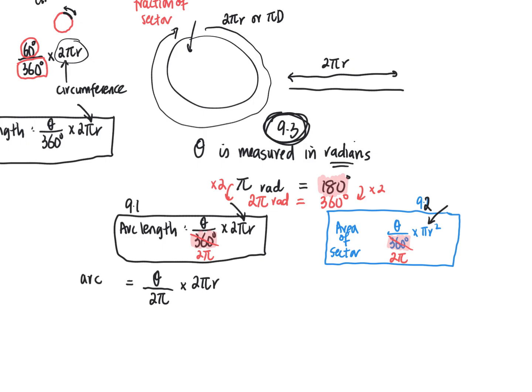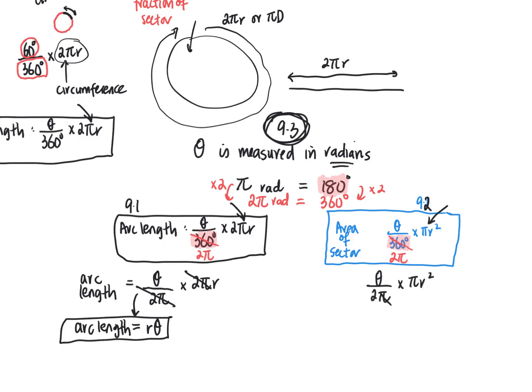Now arc length formula can be simplified. We change to 2 pi. Sometimes the question give the angle in radians. When they give you in radians, you have to use this formula. So when you check, actually, to find arc length, the formula has simplified to r times theta. That's all. Okay?